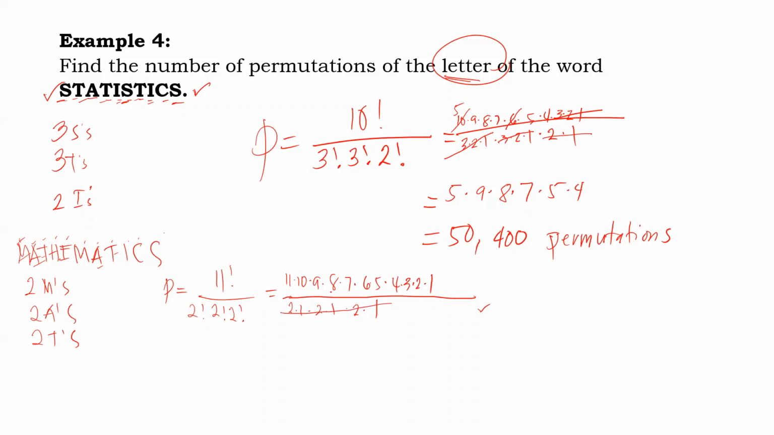Cancel natin ito, cancel natin si 8. Kasi yung denominator is just equal to 8. So wala na si 8 sa numerator. So 11 times 10 times 9 times 7 times 6 times 5 times 4 times 3 times 2 times 1. So ito yung isi-simplify nyo sa calculator. Mag-calculator na kayo nito kasi very large na ang number. Hindi ko na i-compute. Kayo na mag-compute sa calculator. So this is distinguishable permutation.